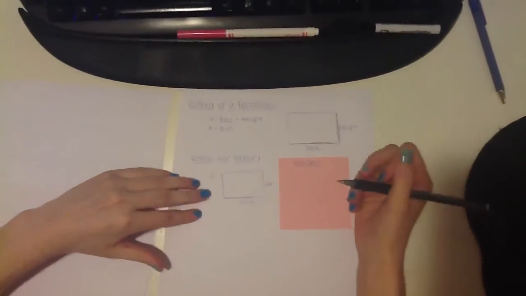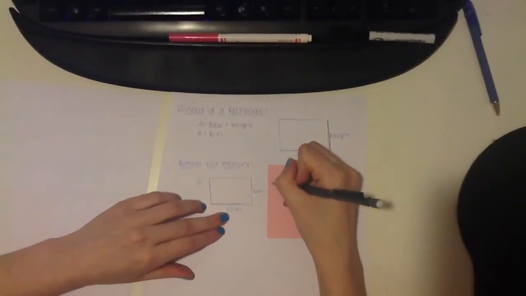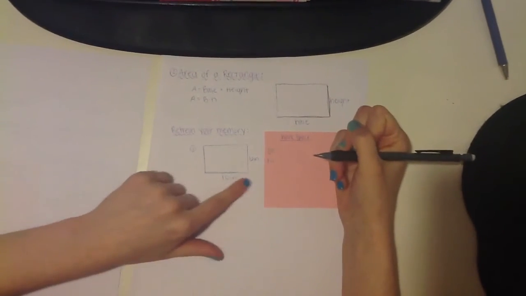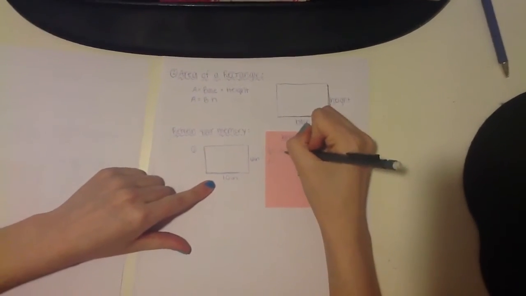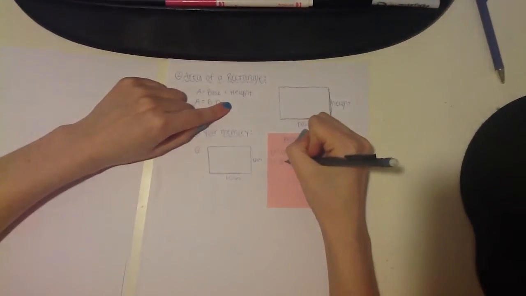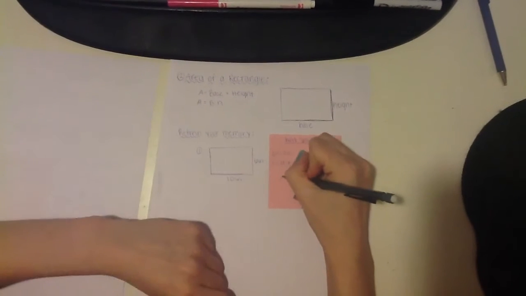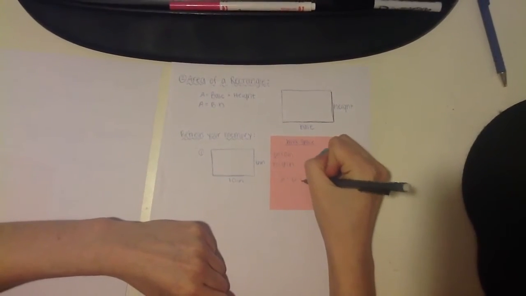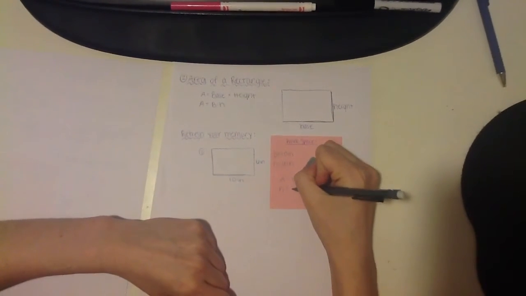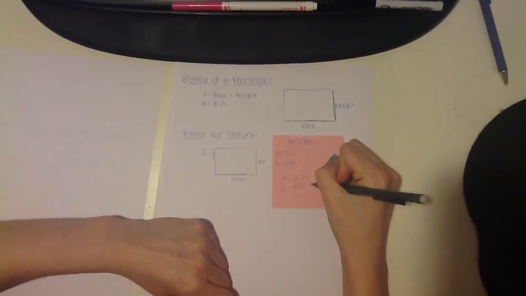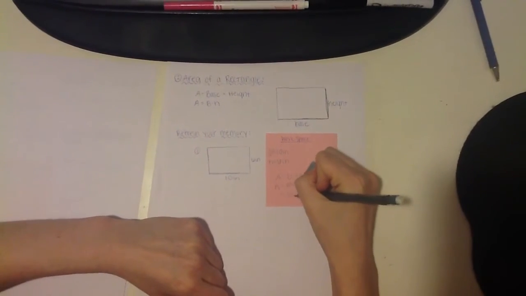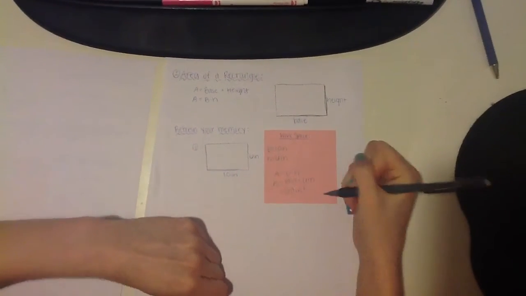So let's refresh our memory. Start by writing our base and our height. So we see our base down here, that's 10 inches. And our height going up the side is 6 inches. So if area equals the base times the height, our area is going to be 10 inches times 6 inches, which is going to give us 60 inches squared.